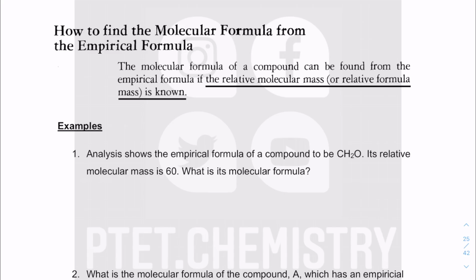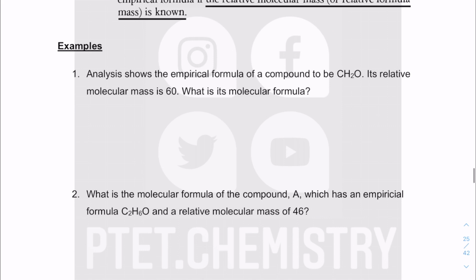So the next bit of this lecture tutorial is basically, after we have found the empirical formula, we then need to find out what is the actual number of atoms present in one single molecule. That's the definition of molecular formula. So what do we need? We need to know the entire relative molecular mass, or the relative formula mass. Okay, I'll show you an example.